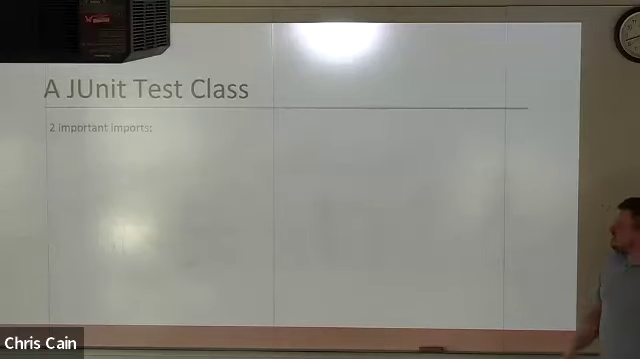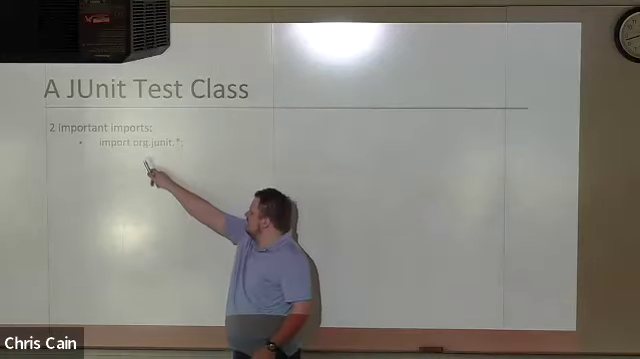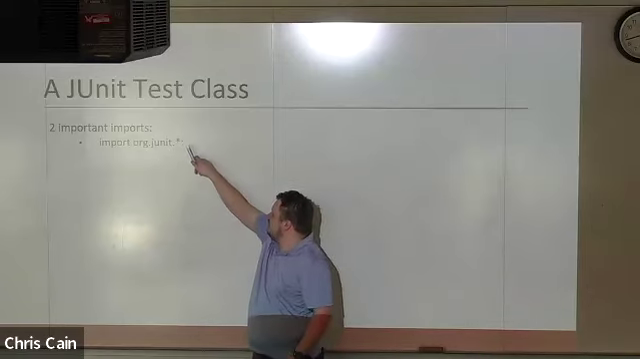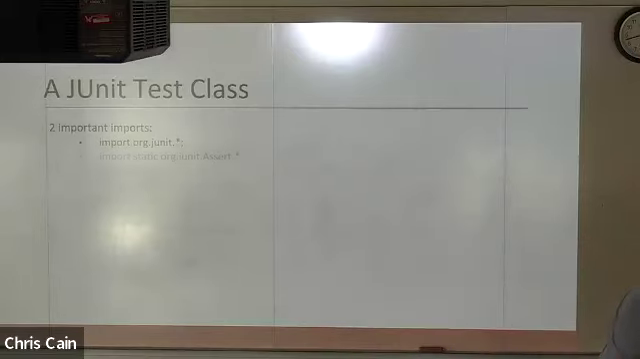If you're going to write a JUnit test class, that class needs to import two things. org.junit.star. We talked about the star being a wildcard before. This just says from the project org, from the package JUnit, import all classes. You also need to import static org.junit.Assert.star. And that will allow you to be able to use the assertions that we just talked about. So those two imports go at the top of every test class.